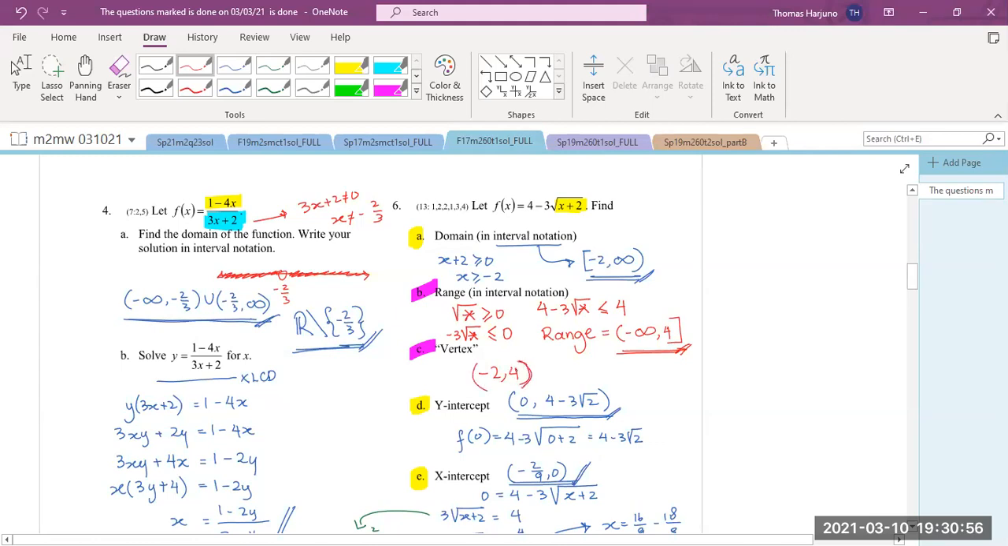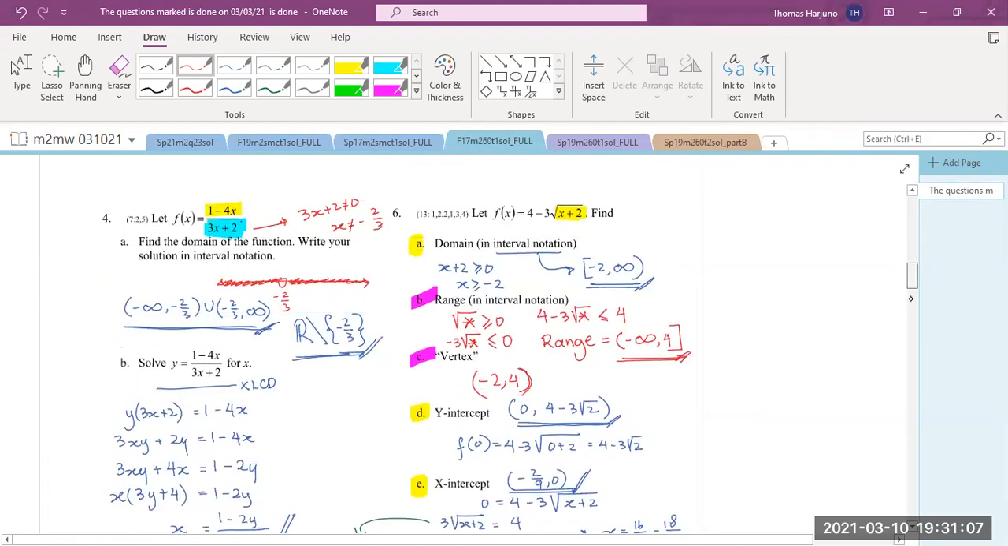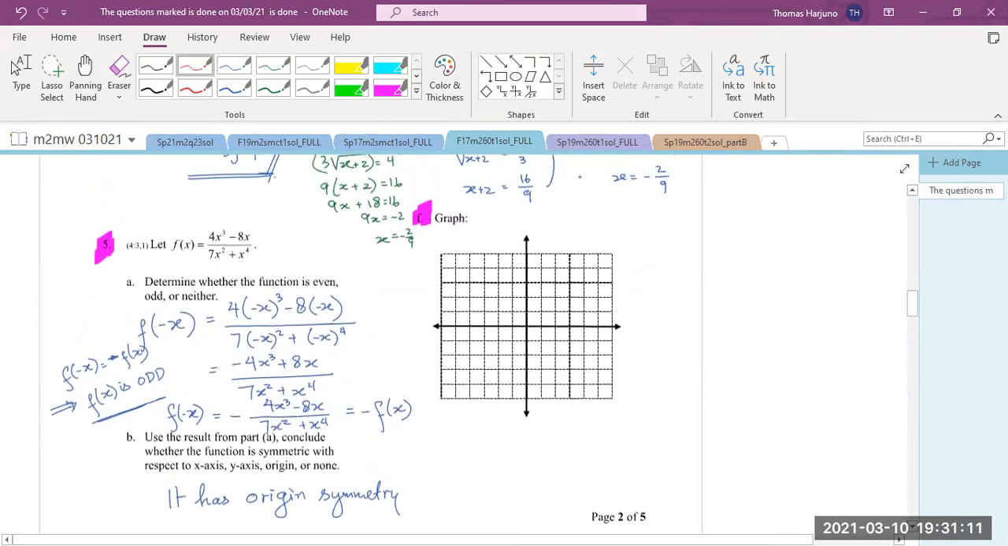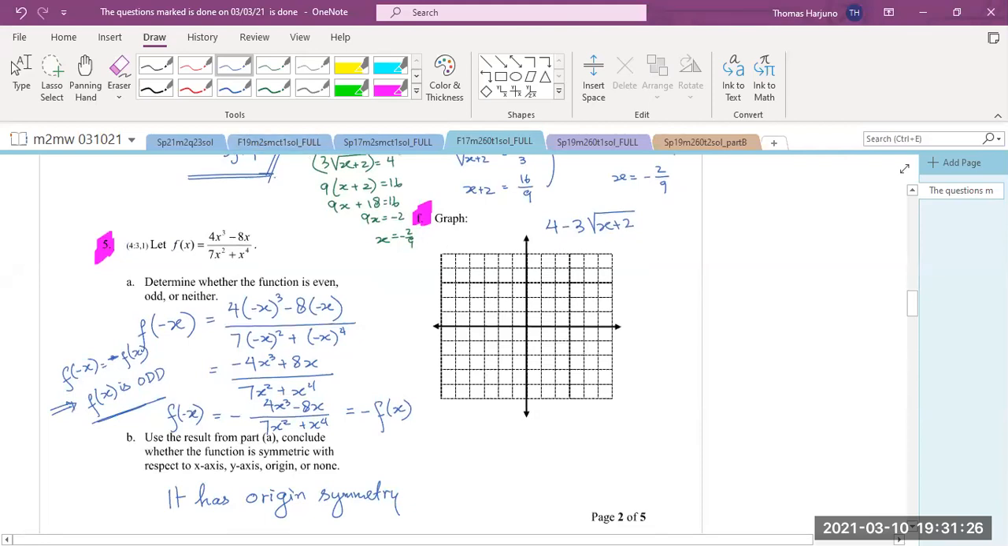That one is easy. Okay, 2 to the left, upside down, up 4. Now let's see what the graph looks like. Let me write the full function down here. That's 4 minus 3 square root of x plus 2. Is it right? That's the function. So move 2 units to the left, right? It's supposed to look like this. But because of the negative 3, you flip that upside down, right? So it's square root of x, move 2 units to the left, make it upside down, and then stretch vertically by a factor of 3, right?